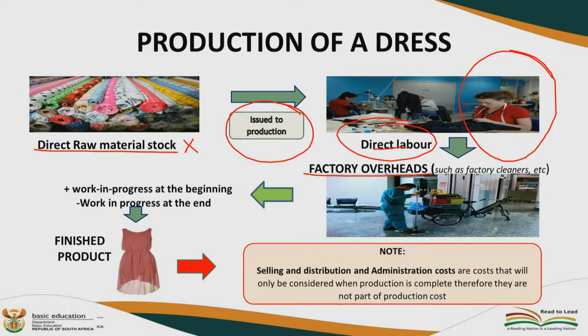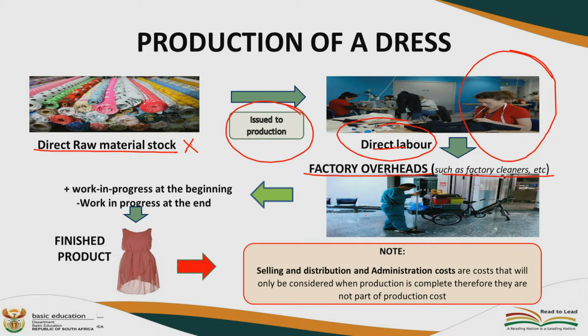Therefore, we have people such as our cleaners, as you see over there. So we're going to have our direct raw materials, and then we have direct labor. Then we have the people working in the factory, but not direct, such as your cleaners, and we call it factory overheads.